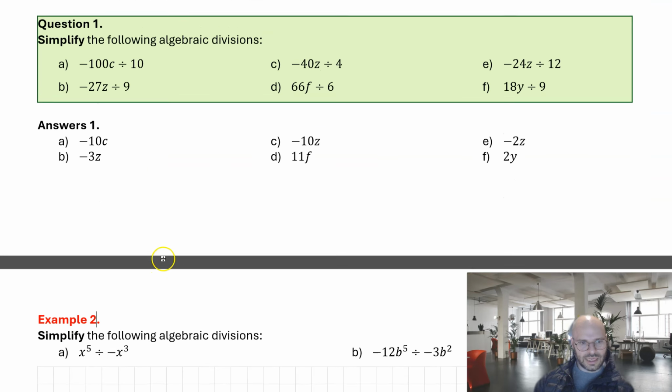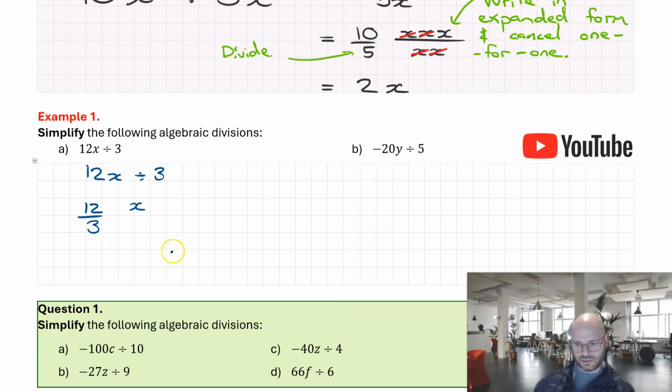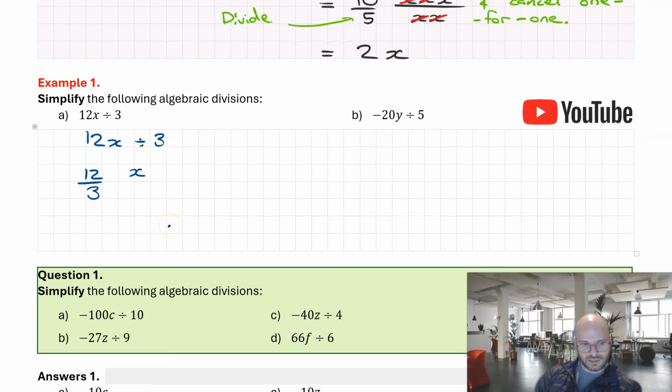Okay, let's finish this. 12 divided by 3 is just 4, and we have x left over. So the simplified version of 12x divided by 3 is just 4x. Alright, next one.